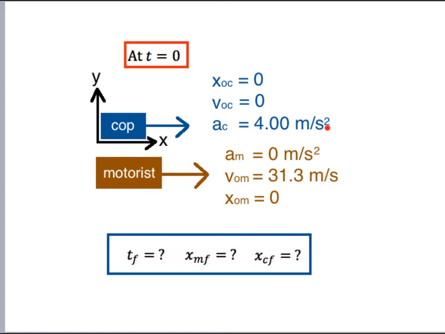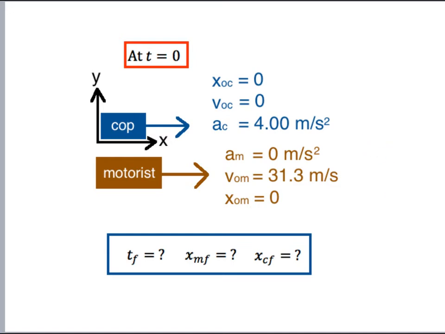Now we can do the same thing for the motorist. The acceleration of the motorist we said was 0. The initial velocity of the motorist, v naught m, is 31.3 meters per second, and the initial position of the motorist is 0. So again, the motorist starts over here, and then when he reaches the cop, the cop starts accelerating to catch him. He's already blowing past the cop, but the cop's going to be speeding up, going faster and faster, and they'll meet over here somewhere.